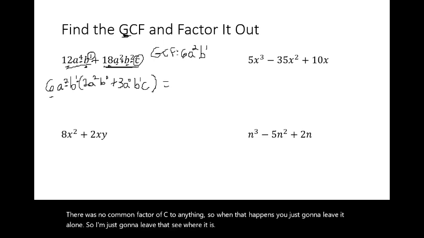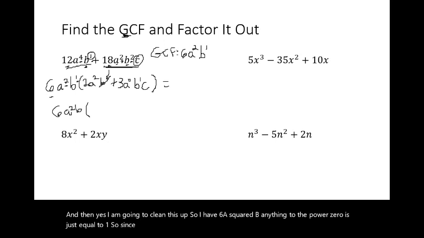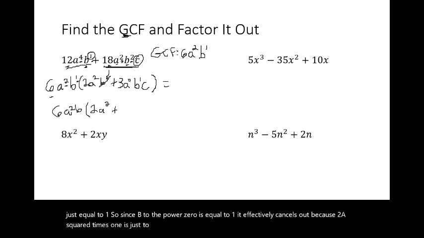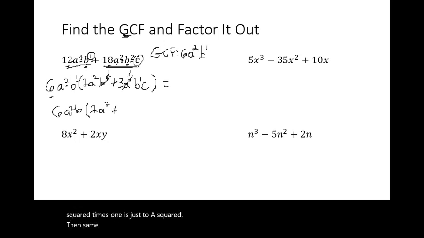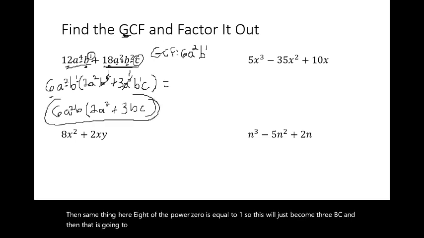And then yes, I am going to clean this up. So I have 6a squared b. Anything to the power 0 is just equal to 1. So since b to the power 0 is equal to 1, it effectively cancels out because 2a squared times 1 is just 2a squared. Then same thing here. A to the power 0 is equal to 1, so this will just become 3bc. And then that is going to be your final answer.